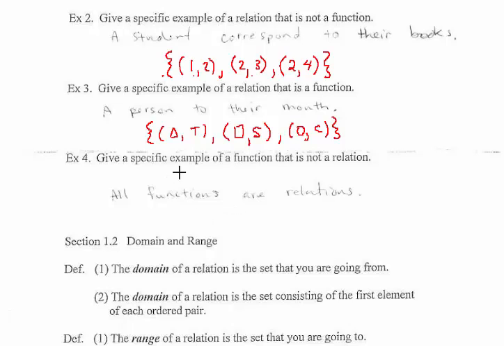Okay, 4, give a specific example of a function that is not a relation. This is just sort of a trick question because by definition, if you have a function, then you automatically have a relation.